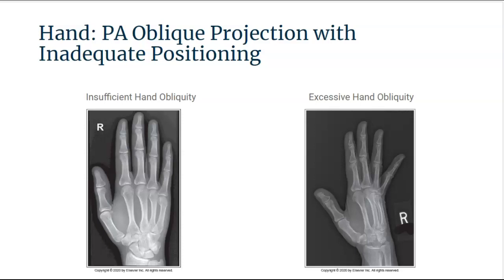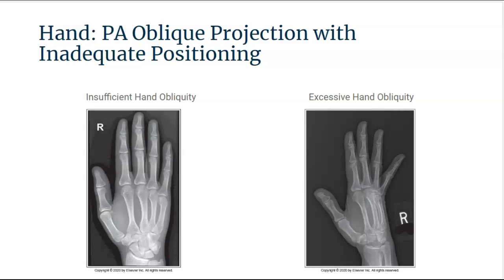So let's take a look at some PA oblique projections with inadequate positioning. In insufficient hand obliquity, where the hand is positioned less than 45 degrees, the metacarpals' relationship is similar to that of a PA projection of the hand, with the midshafts of the metacarpals closer to being evenly spaced, and the metacarpal heads are seen with less or without any superimposition.